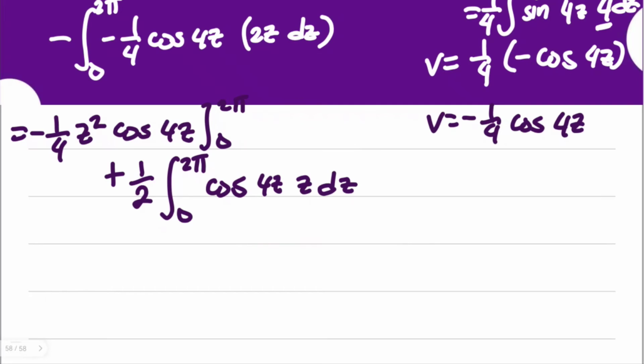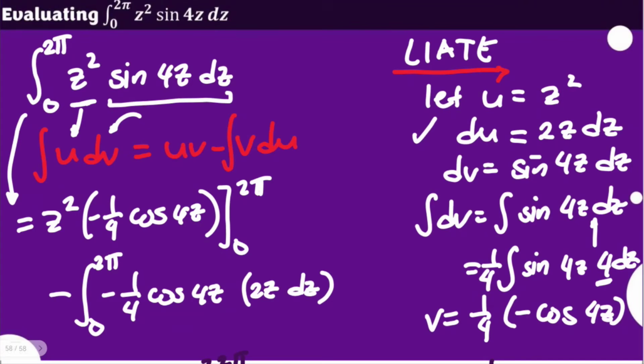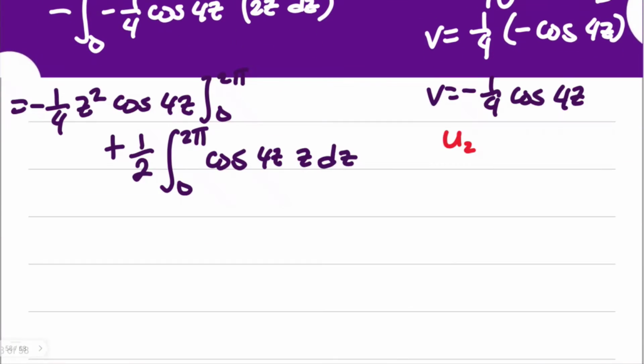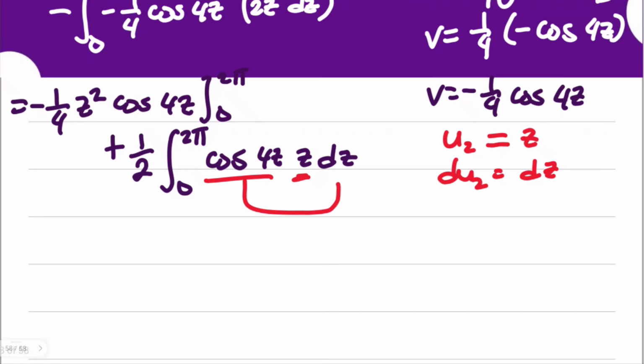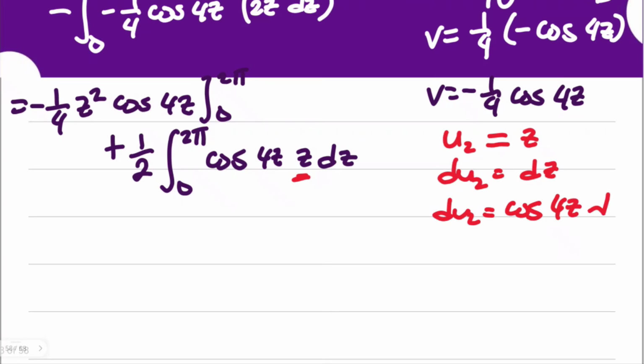Hence, we will introduce another set of integration by parts. But this time, we will be using u sub 2, not to be confused with the first u we used earlier. I could label this sub 1, but let's have the u sub 2. U sub 2 is just your z, so your du sub 2 is dz. Okay? So we have this one. In short, this together with that comprises your dv sub 2. dv sub 2 is cosine 4z dz.